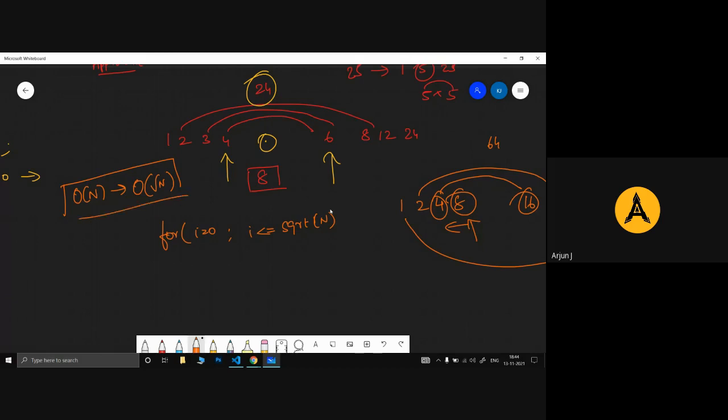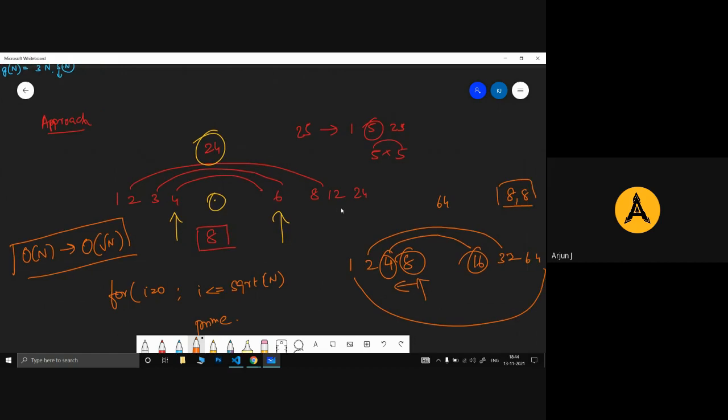So if any number less than or equal to square root of n divides the given number without any remainder, then obviously we will know that the given number is going to be a composite number. Otherwise, it is going to be a prime number. This is the first possible optimization we can make.